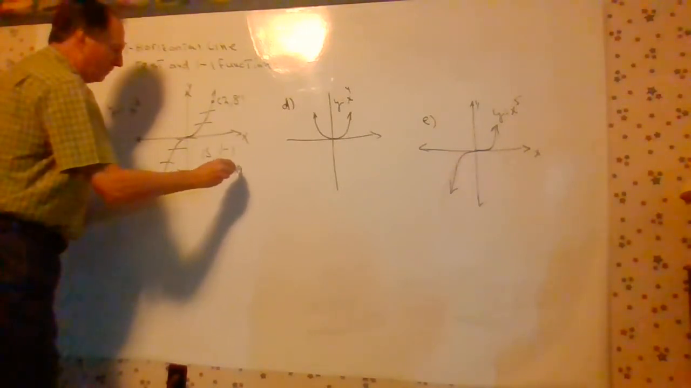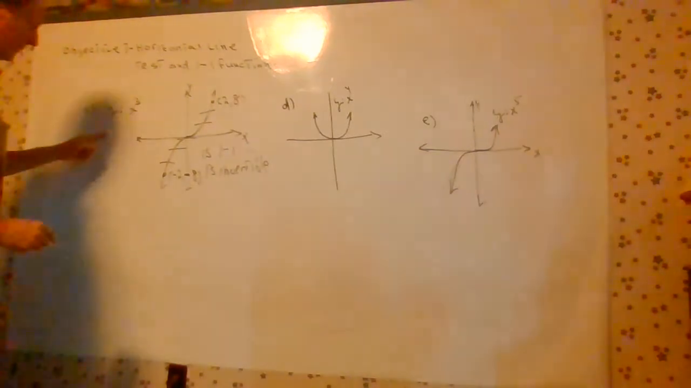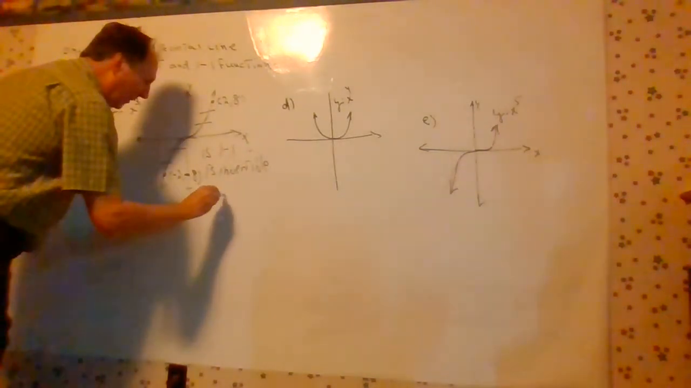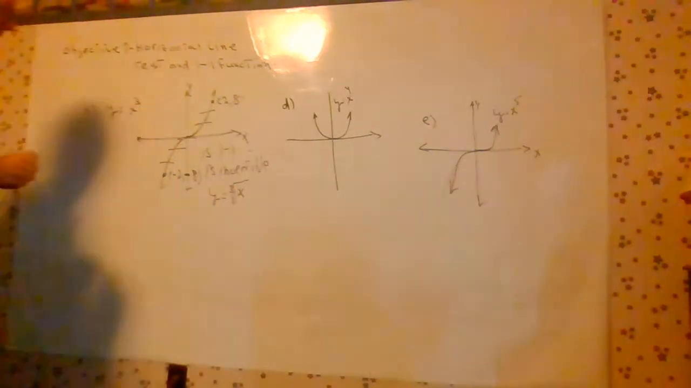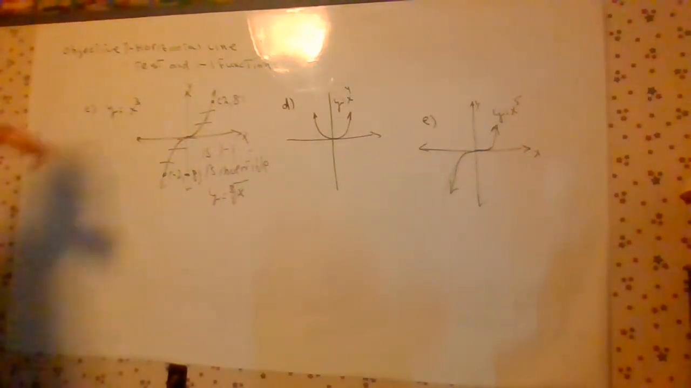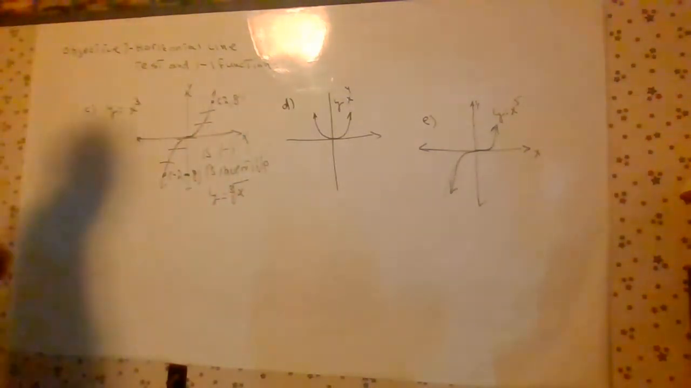invertible. The inverse is actually y equals cube root of x, not surprisingly. 2 cubed is 8, cube root of 8 is 2. You can see what's going on there.